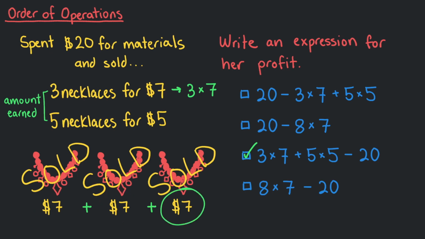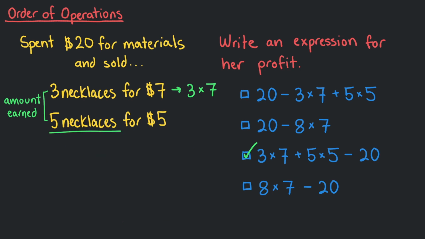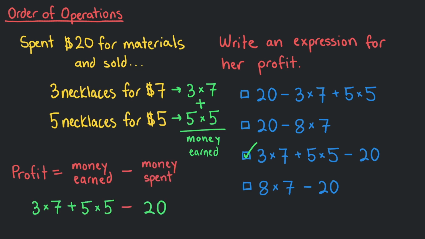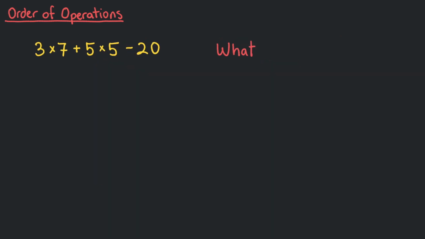In the same way, 5 more necklaces were sold for $5 each. That's 5 necklaces times $5. We add these two multiplication expressions to represent the total amount of money earned. Profit is the amount of money earned minus the money spent. So 3 times 7 plus 5 times 5 minus the $20 she spent on materials is Erica's profit. What is Erica's profit?